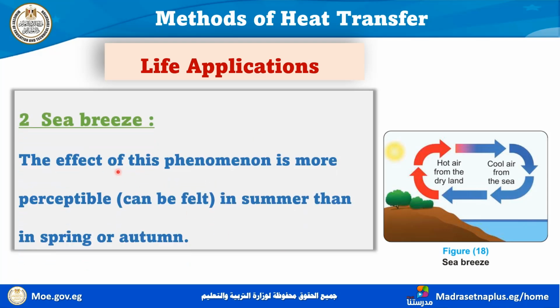The effect of this phenomenon is more perceptible, or can be felt, in summer than, of course, in spring or autumn. So in this phenomenon, hot air rises up and cold air moves down. Then the cold air moves from the sea to the land, and hot air moves from the land to the sea.